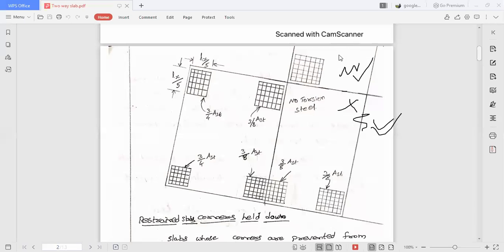Okay, there are only three cases. One is corner with both edges discontinuous. In that case, the steel is 3/4 of AST. And the corner where one of the edge is discontinuous, another is continuous. In that case, it is 3/8 of AST. And if a corner has both edges continuous, in that case, the quantity of steel required is 0. No need of torsion steel.